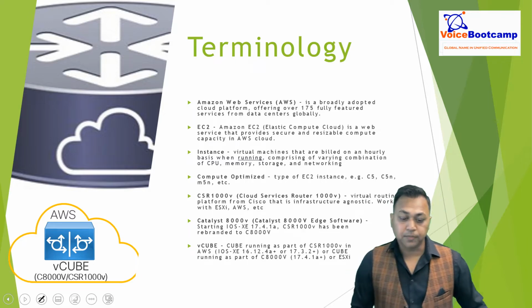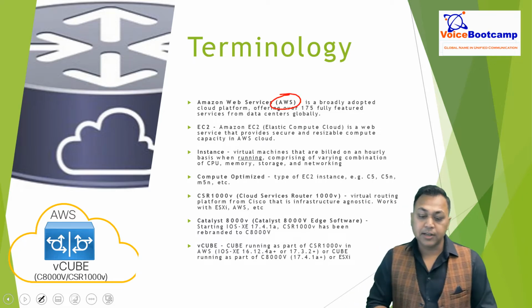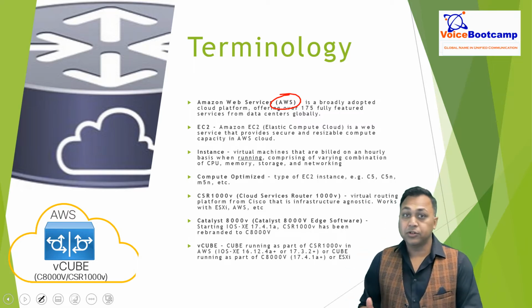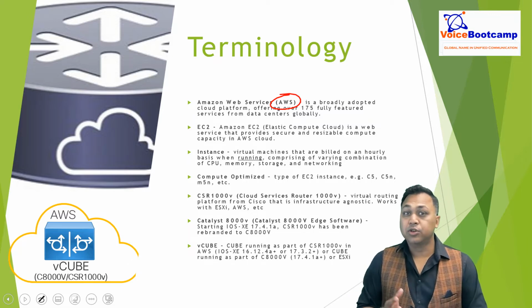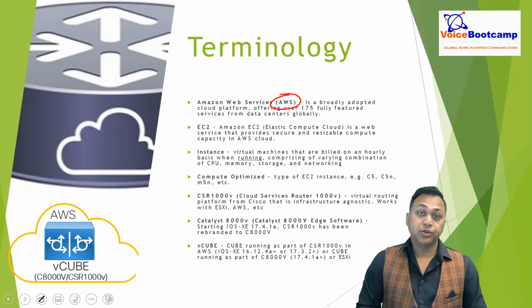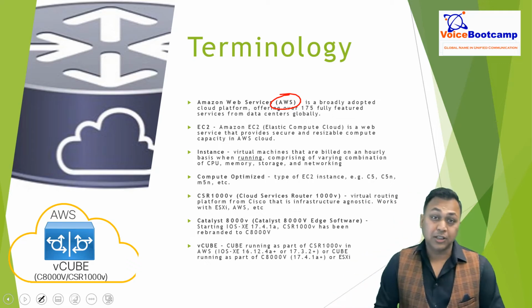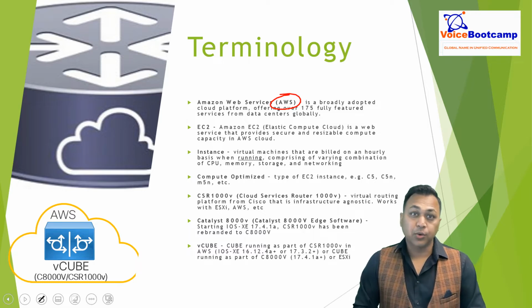on a cloud network. You start with, of course, what AWS is. AWS is a broadly adopted cloud platform that offers over 200 feature services that you can use to build a data center globally. AWS provides various services, and one of them, for example, is called EC2. Amazon EC2, often known as Elastic Compute Cloud, is a web service that provides secure and resizable compute capacity in basically servers that you can deploy on an AWS network.